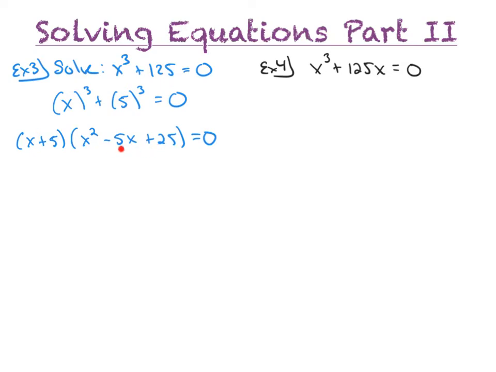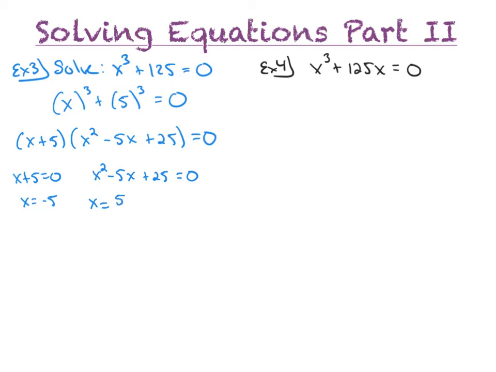It's tempting. It looks like it should. It does not work. So instead, we're just going to take each factor, set it equal to 0, and solve. So x plus 5 equals 0, and x squared minus 5x plus 25 equals 0. Well, the first one's nice and easy. x equals negative 5. The second one, because it doesn't factor, we need the quadratic formula.